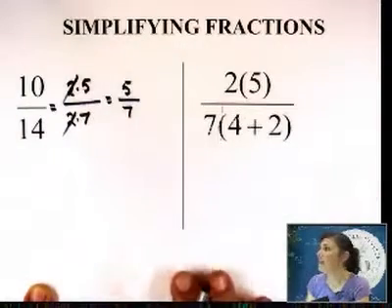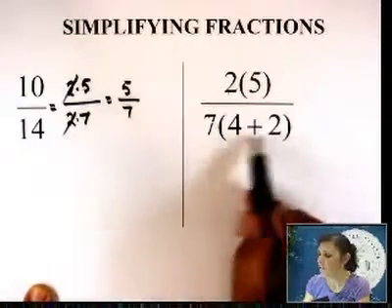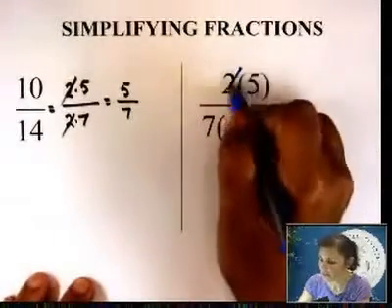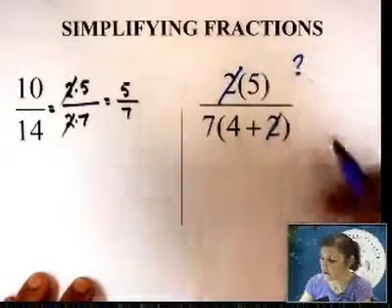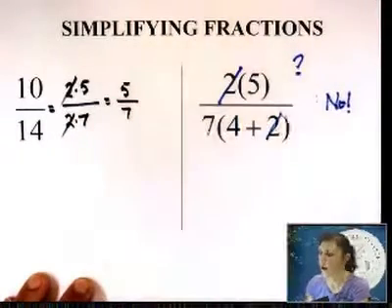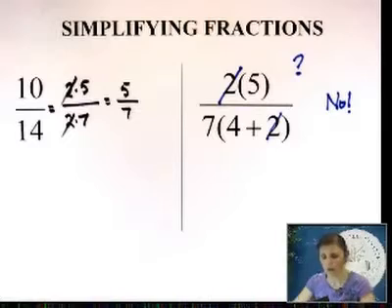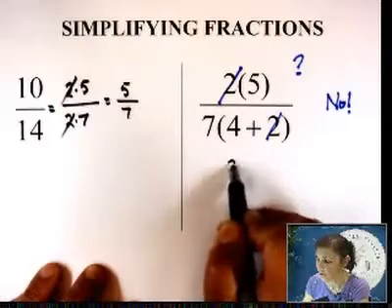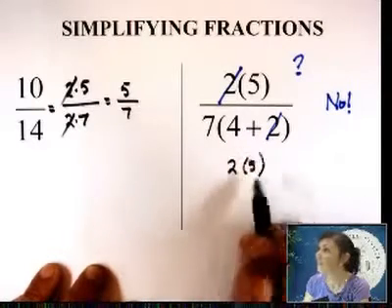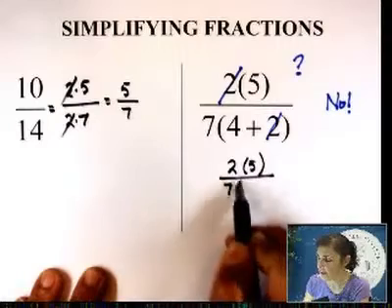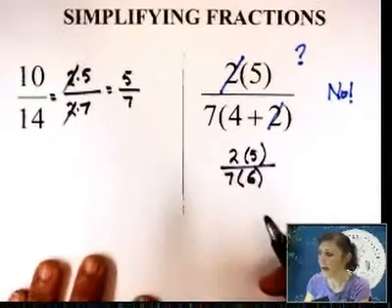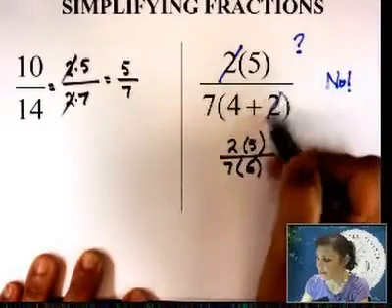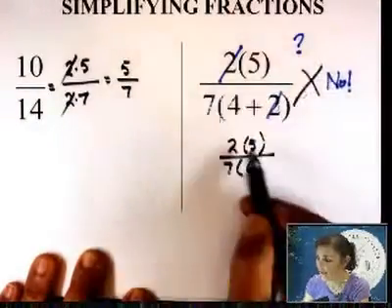Now, let's look at this example. You have 2 and 7, 4 and 2. The question is, I just made this in here. Can I do this and this? That's the question. The answer is no. Okay? Because remember what you're supposed to do? Order of operations says, do things in parentheses. So you have 2 times 5 over 7 times 6. I can now simplify 2 and 6, but I cannot do these two. So don't do that.